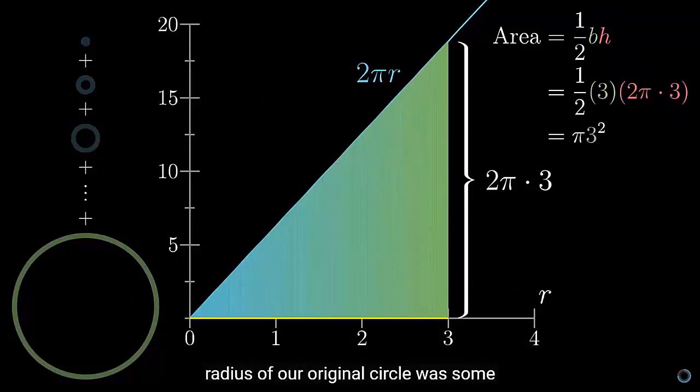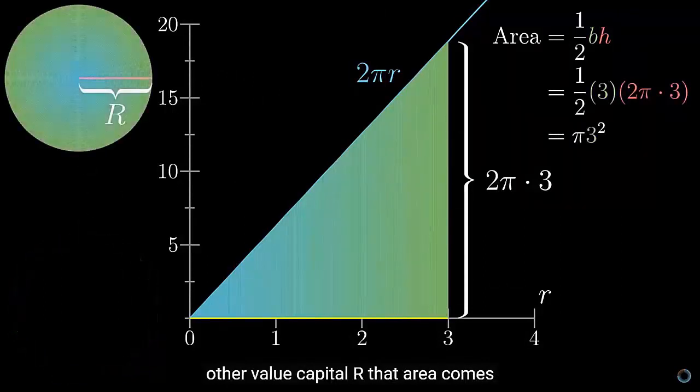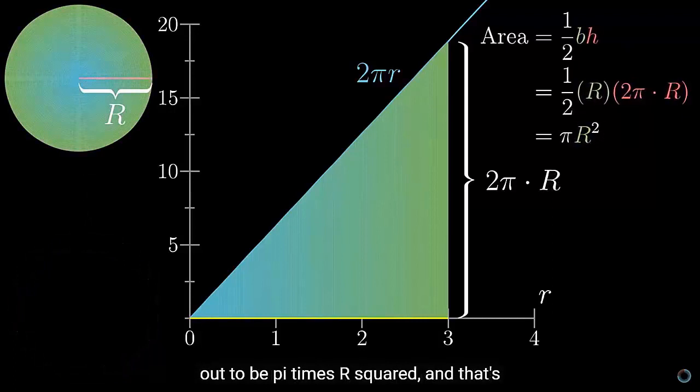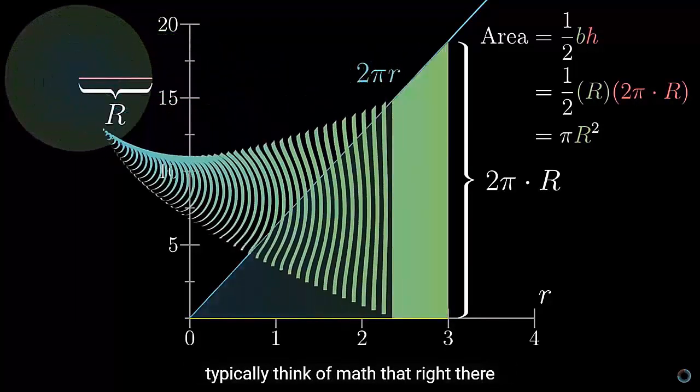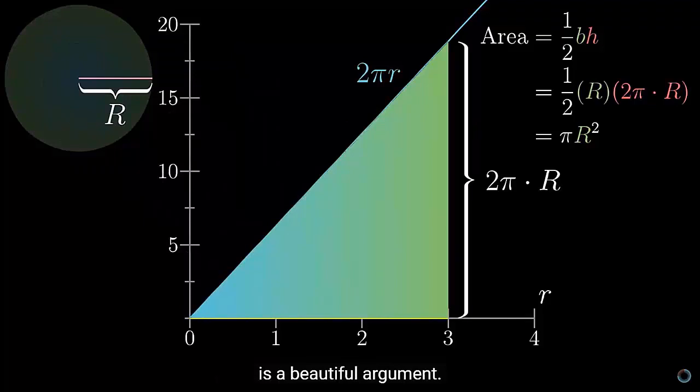Or if the radius of our original circle was some other value, capital R, that area comes out to be pi times r squared. And that's the formula for the area of a circle. It doesn't matter who you are or what you typically think of math, that right there is a beautiful argument.